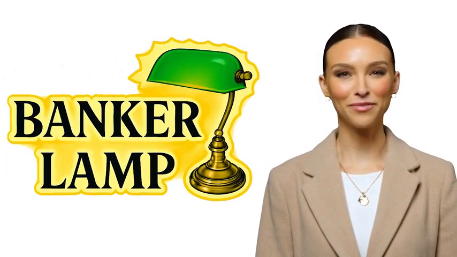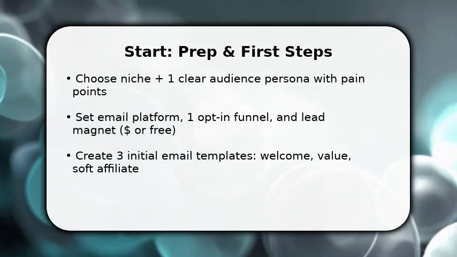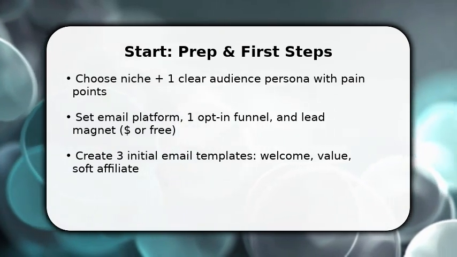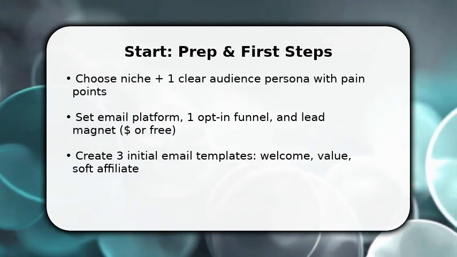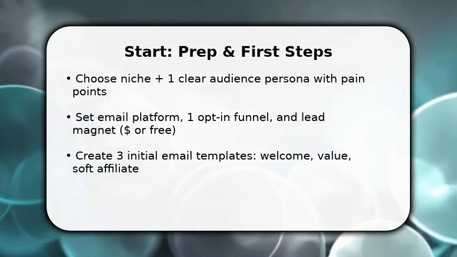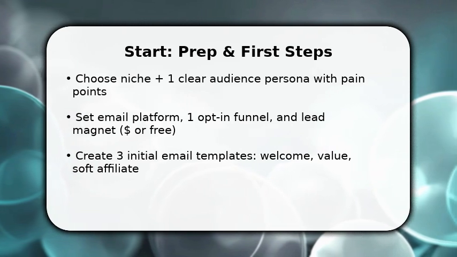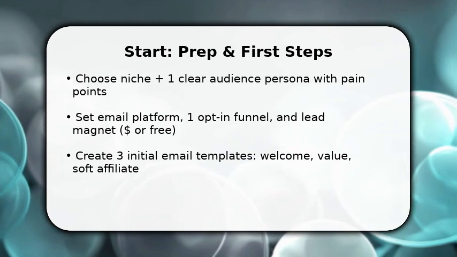Please enjoy the video. You begin by identifying a narrow niche and one clear audience persona. That focus drives which affiliate offers convert. Once chosen, set up an email service provider and a single opt-in funnel with a lead magnet, free or paid, to capture emails fast. Make 3 templates: a welcome, a value-packed follow-up, and a soft affiliate pitch.